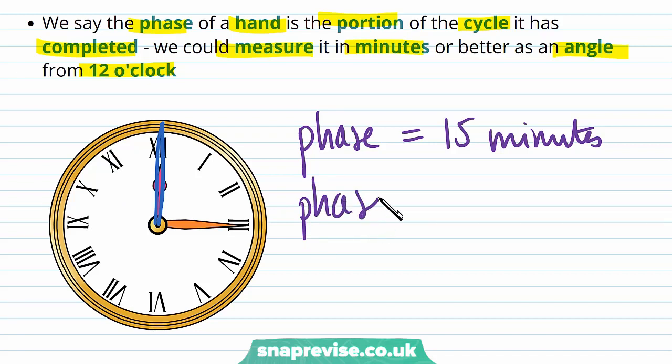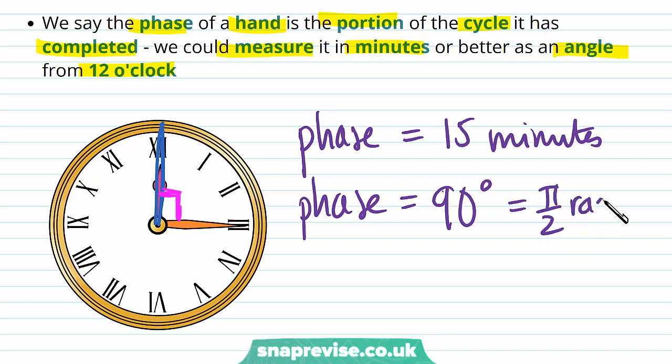But we can also measure phase as an angle. So we can measure the angle that the minute hand makes with this line on 12 o'clock, and we can see that that's a 90-degree angle. So the phase is equal to 90 degrees. And we can also write this in radians. So if we write it in radians, the phase is equal to pi/2 radians.